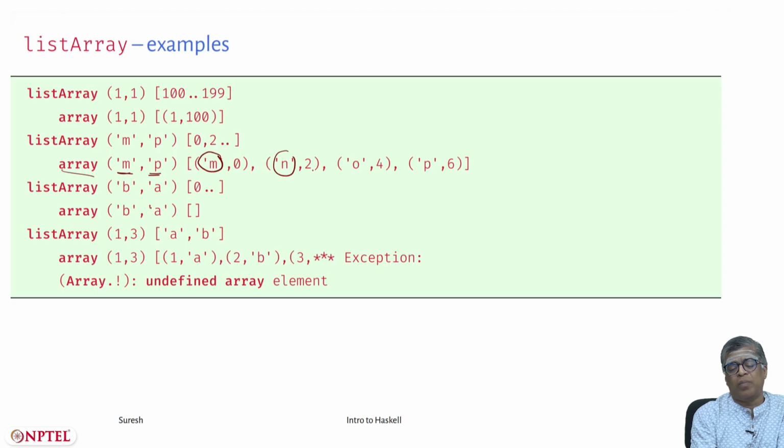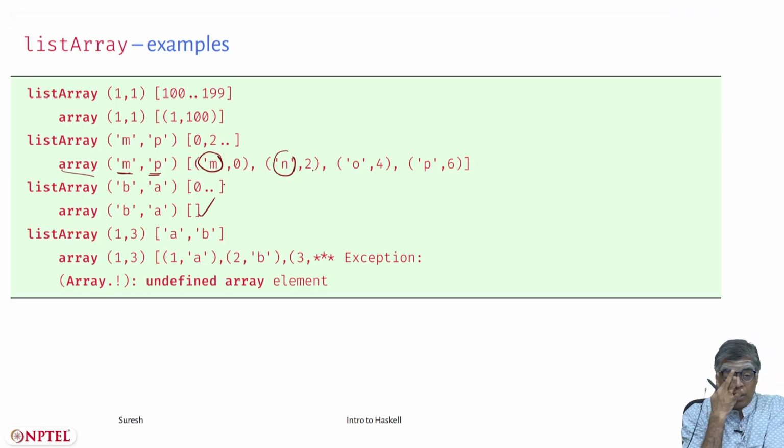listArray ('b', 'a') [0 ..] is the empty array because b is not below a, b is actually above a. Okay, so there are no elements between b and a. There is no element x such that the character b is less than or equal to x and the character x is less than or equal to a. Okay, and that is why you have this as the result.